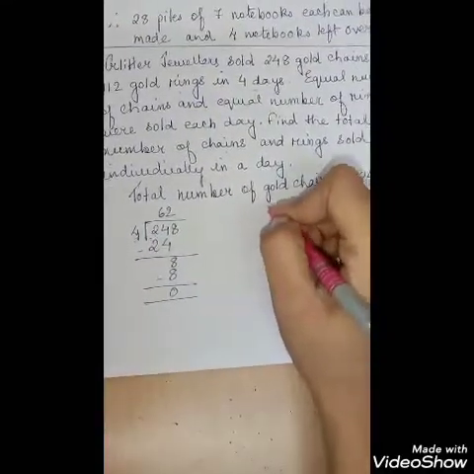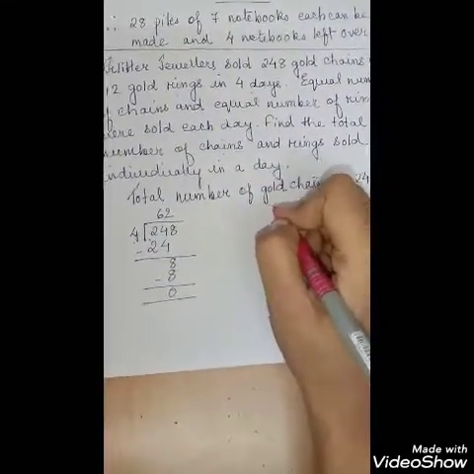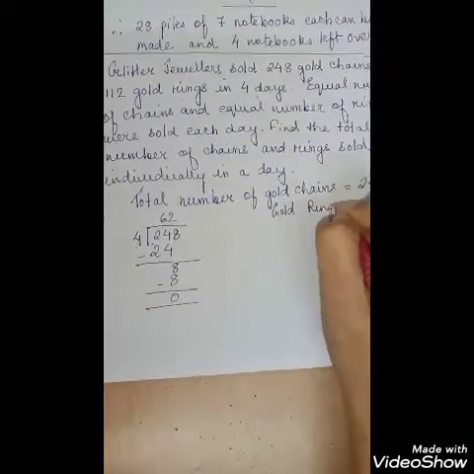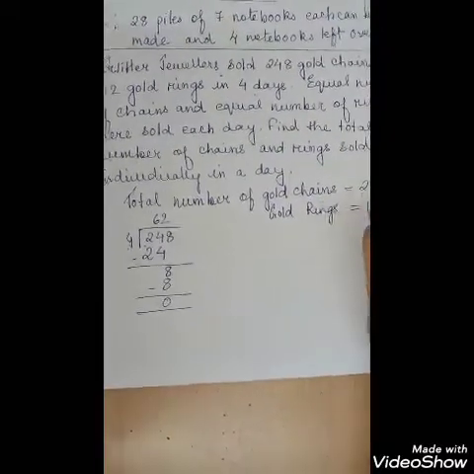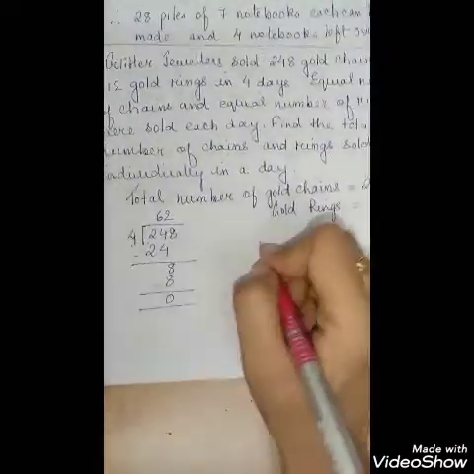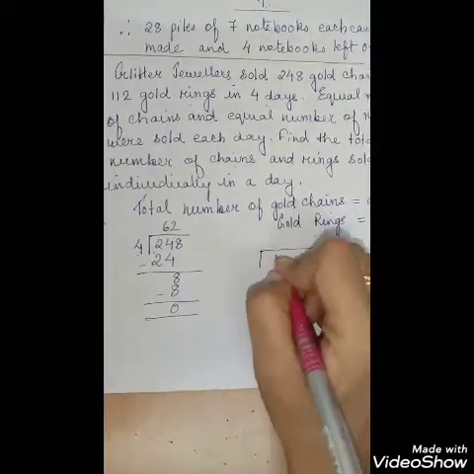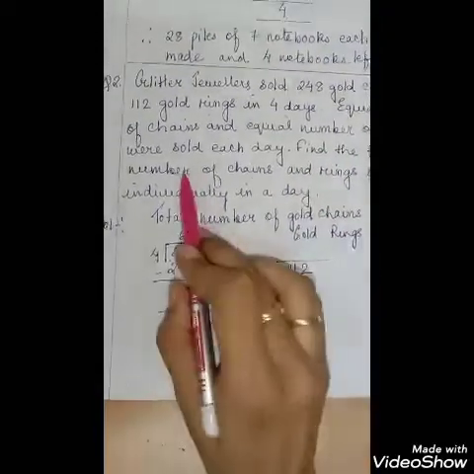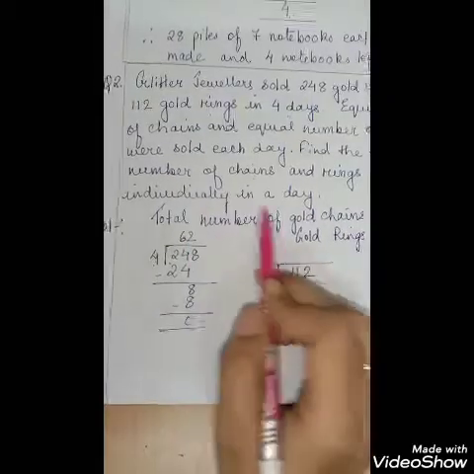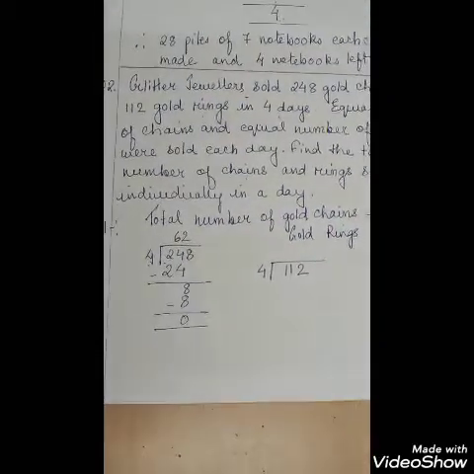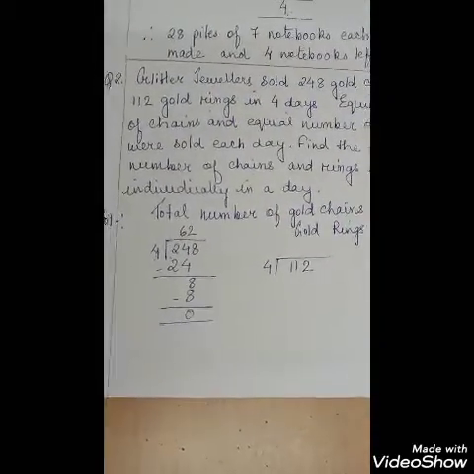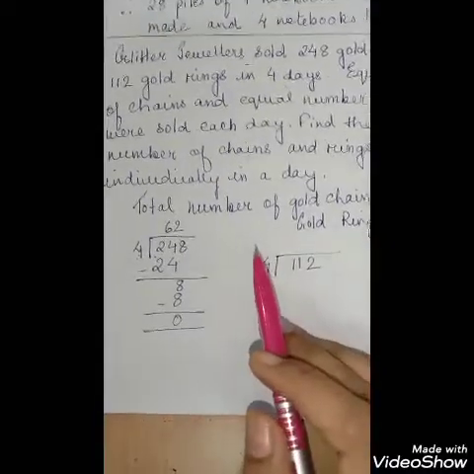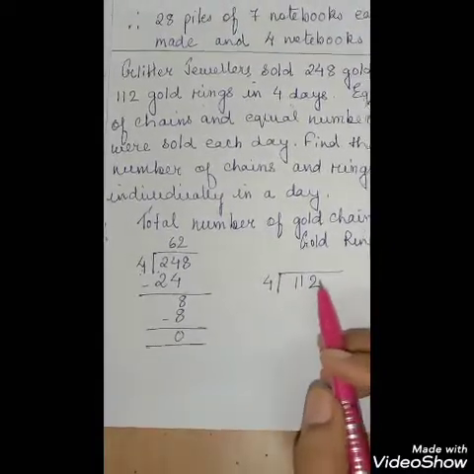Yes. Next is what? Gold rings. Total number of gold rings 112. This one also we will divide by 4, because the question is asking to find the total number of chains and rings sold individually in a day. So, same, we will divide it.